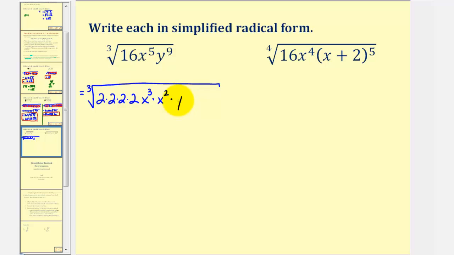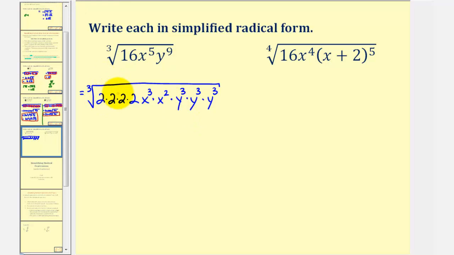And then for y to the 9th, we can write this as y to the 3rd times y to the 3rd. That would be 6 factors of y, and we still have 3 more. Again, notice how we're making the exponent match the index, but of course we could still write out 5 factors of x and 9 factors of y.